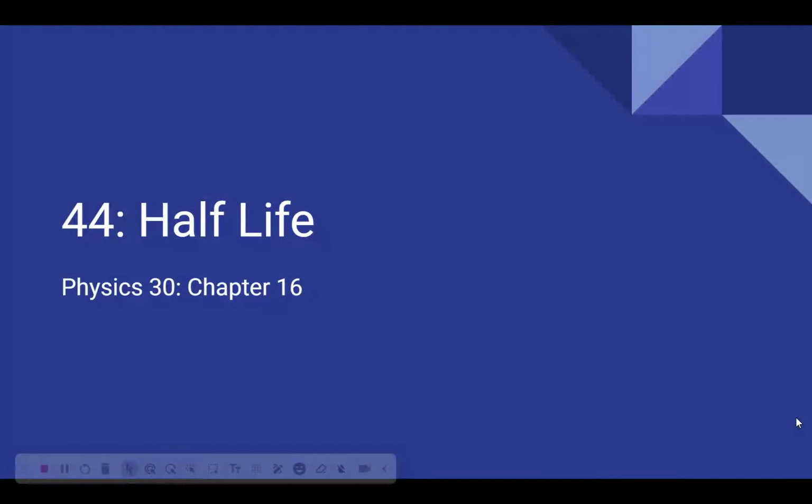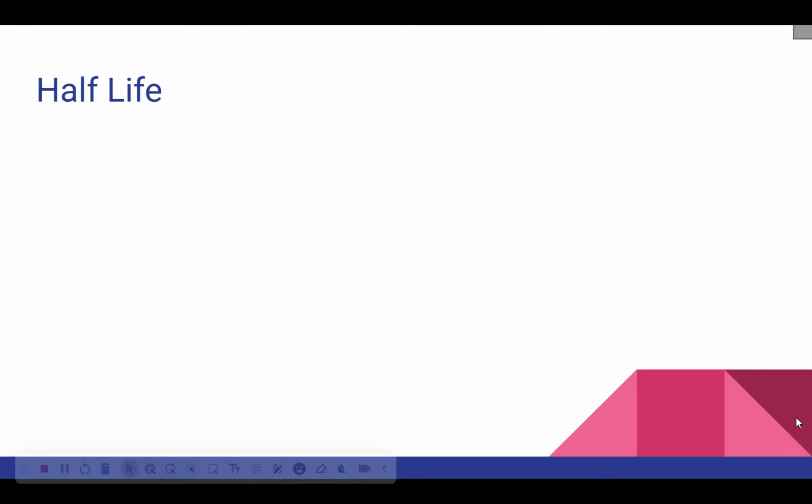Hello. Today we're going to take a look at lesson number 44, half-life, which is a topic that to some extent should be kind of familiar to you if you've talked about things like exponential decay in a math class. It's the exact same thing here. So jumping right on into it then.